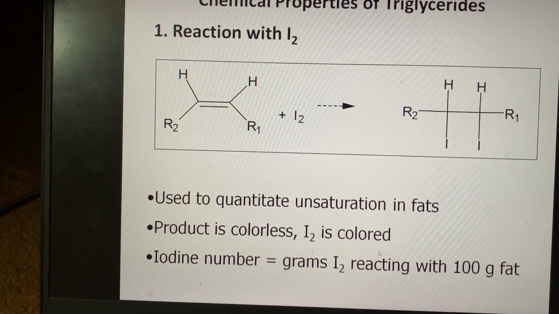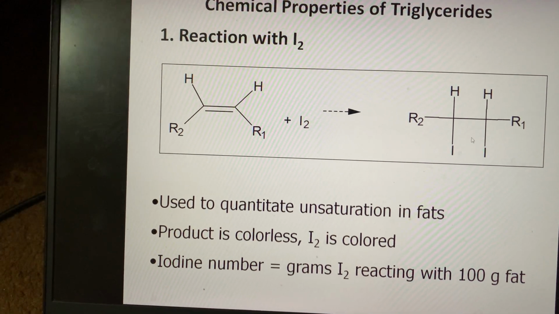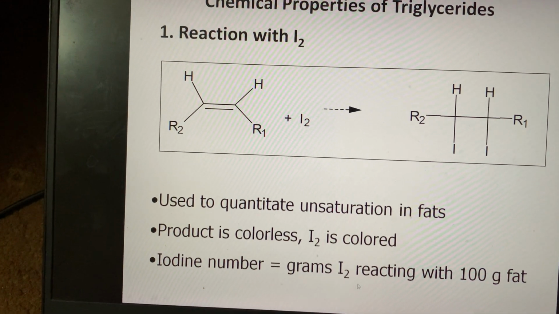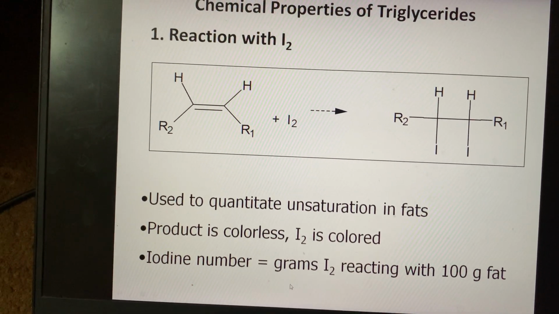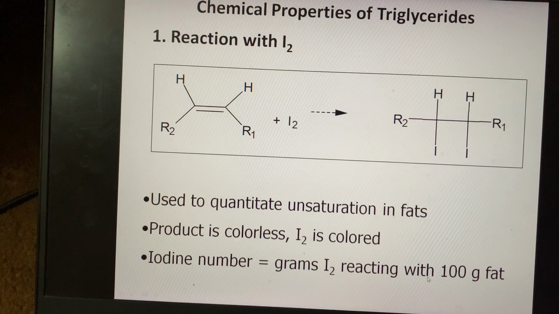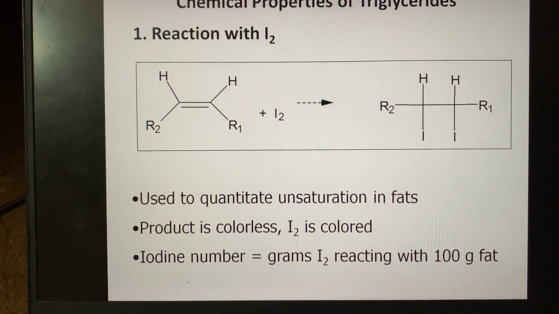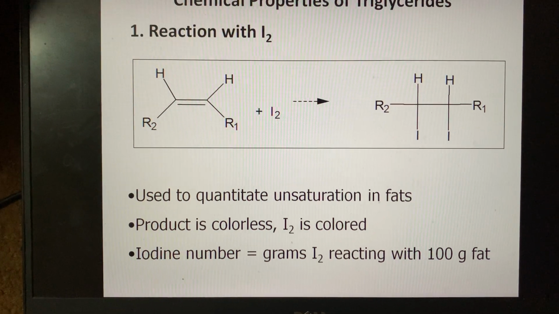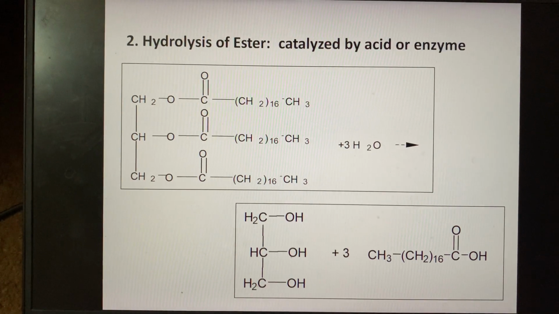The product is colorless, I2 is colored, I2 is normally violet, and this product is colorless. Iodine number is the grams of iodine reacting with 100 grams of fat. This is the term for determining the iodine number. Iodine number gives the degree of unsaturation in fats or triglycerides.